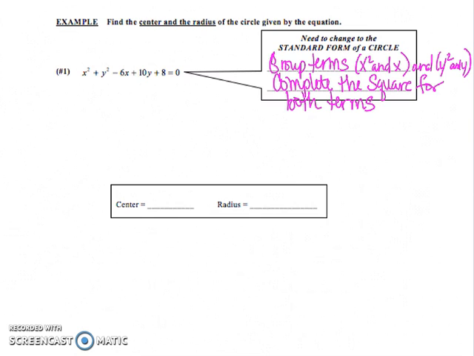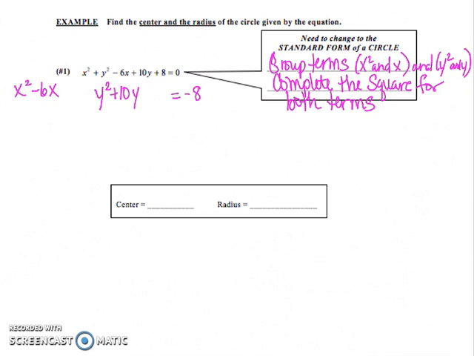So the first thing I'm going to do here is rearrange my terms. I'm going to put my x squared and my negative 6x right next to each other. I'm going to leave a little space. Then I'm going to put my y squared and my positive 10y right next to each other. I'm going to leave a little space. And then my constant term of 8, I'm going to move over to the other side where the 0 is, so when I subtract that over, it becomes negative 8.